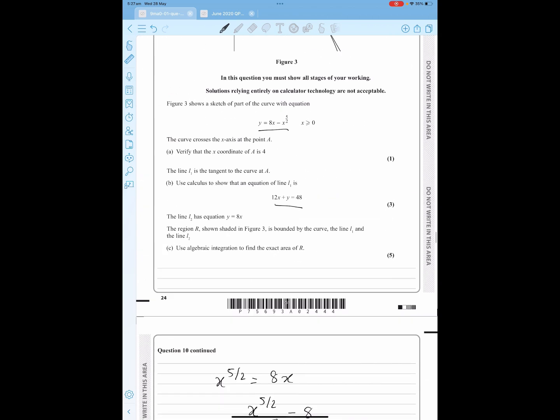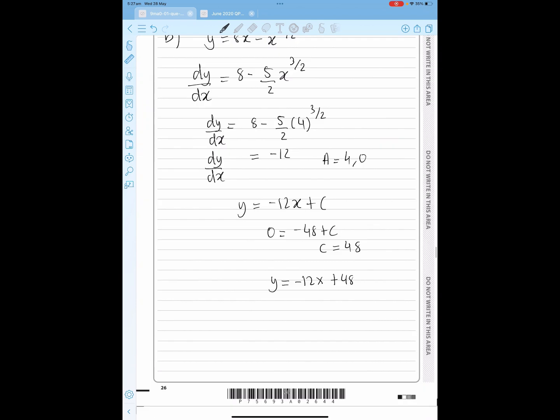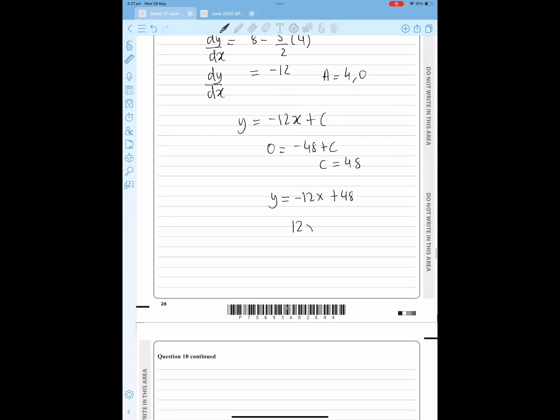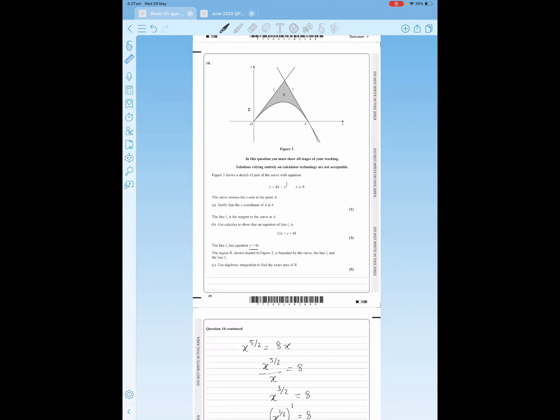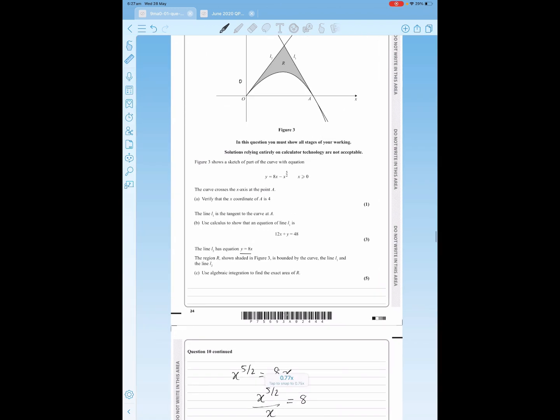They wanted, so we have to show this exact form. So just rearrange that and say 12x plus y is 48. Okay, so for part C, it says the line L2 has equation y equals 8x. The region R shown shaded in figure 3 is bounded by this curve. Use algebraic integration to find the exact area of R.